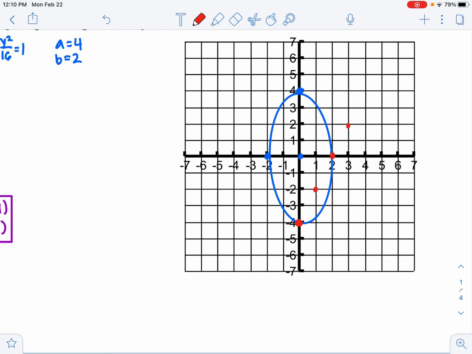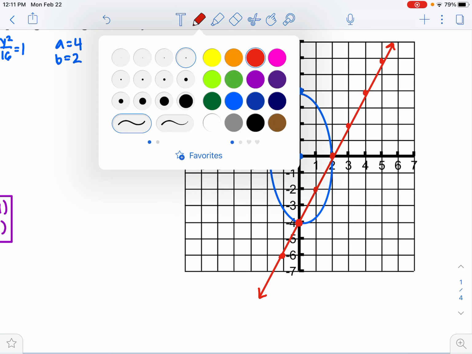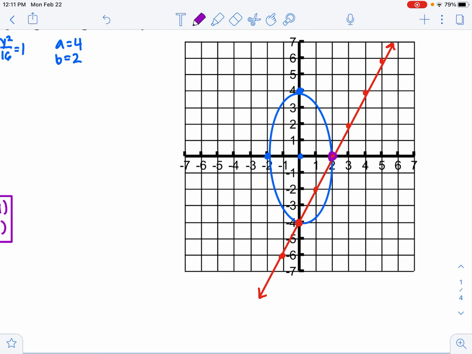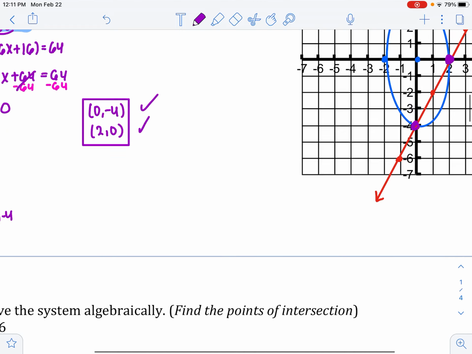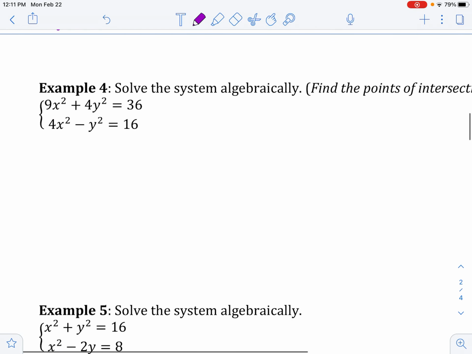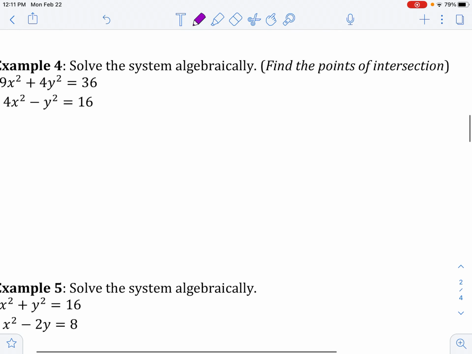Okay, so I need to graph y equals 2x minus 4. So y-intercept of negative 4. Slope of 2, up 2 over 1. Up 2 over 1. Down 2, left 1. And then I can connect these points to make my line. And then I can confirm that my points of intersection are (2, 0) and (0, negative 4). Boom, boom. Good.